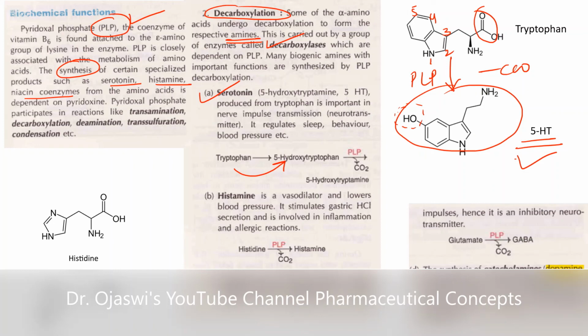Similarly, histamine, which is a vasodilator and lowers blood pressure, also stimulates gastric hydrochloric acid secretion and is involved in inflammation and allergic reactions. Okay, this histamine production is PLP dependent. It happens by decarboxylation of histidine.